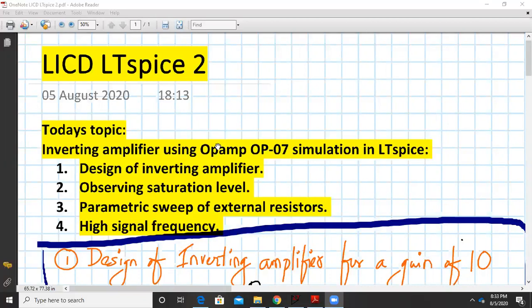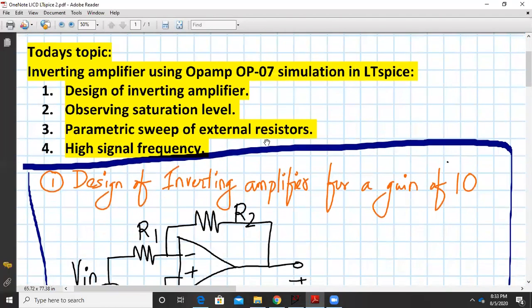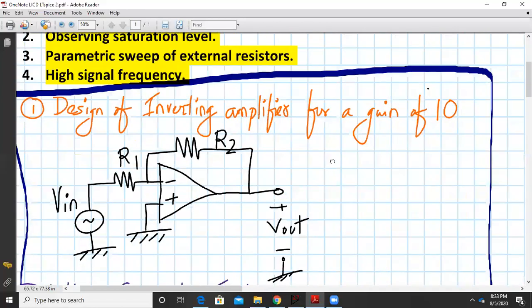Today's topic is inverting amplifier design using OP-Amp OP07 in LT Spice. The second will be observing the saturation levels. The third will be parametric sweep of external resistors, and the fourth will be observing the effect of high signal frequency. So let us start with the design.